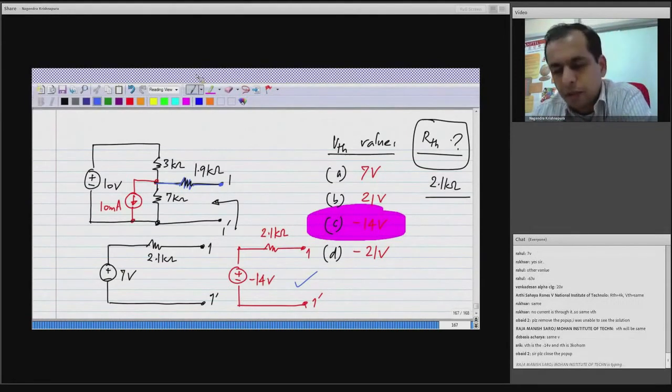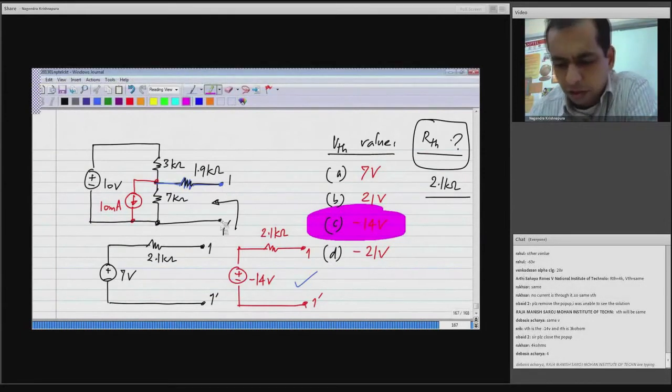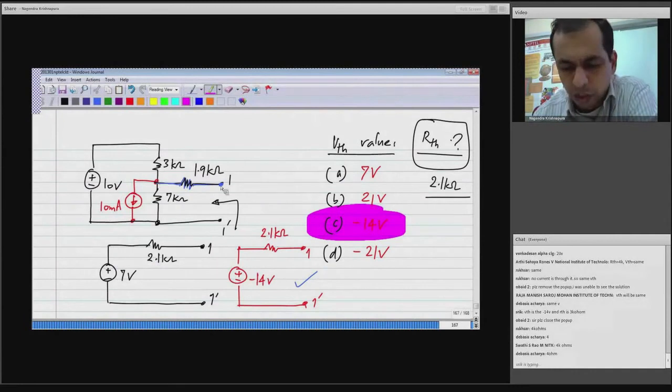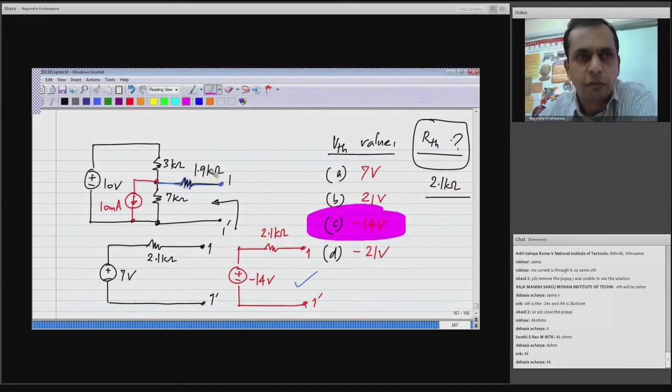So I think many of you recognize that VTH will be the same, because when this is open circuited, that's how you find VTH. This 1.9 kilo ohm is floating and no current is flowing through it. So whatever voltage appears here will be the same as what appears there. Okay. So this is a special case with the way I have connected this 1.9 kilo ohms. But when I open circuit this, no current is flowing through that. So whether you have this 1.9 kilo ohm or not, you will get the same voltage. Okay, what will be the value of RTH?